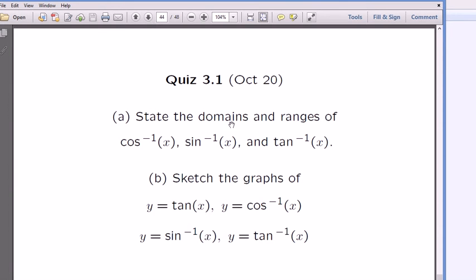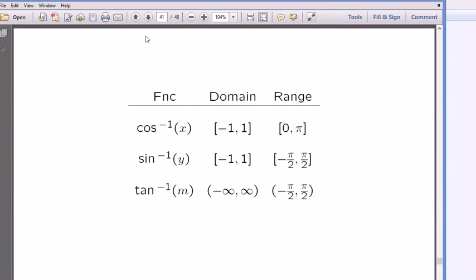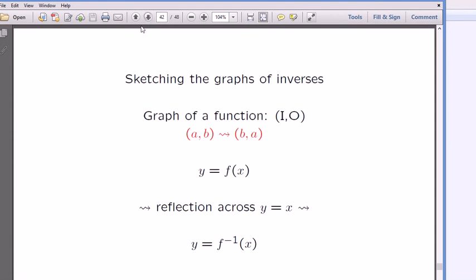State the domains and ranges of cosine inverse, sine inverse, and tangent inverse, right? And you do this sixth thing. Understood? All right, next thing is sketching the inverse function.